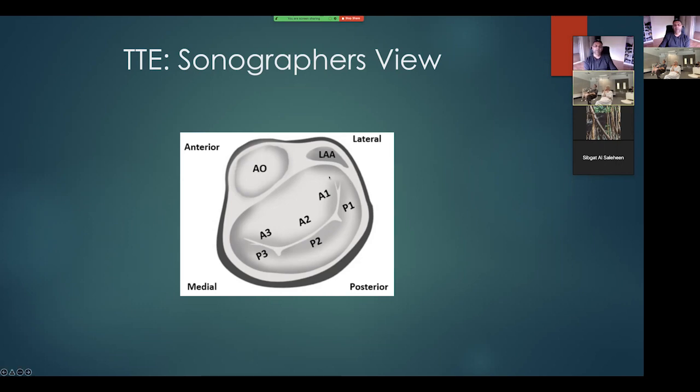And again, if you can see the left atrial appendage, that's a lateral structure. And A1, P1 is closer to the left atrial appendage. So whatever the lateral side, that would be A1, P1. So A1, P1 is lateral. A3, P3 is medial. So again, aortic valve, right ventricle, that's anterior structure. And if you can see the left atrial appendage, that's the lateral side. So that's how we can identify if it's A1, P1 or anterior, posterior. So we're going to talk about a few examples.